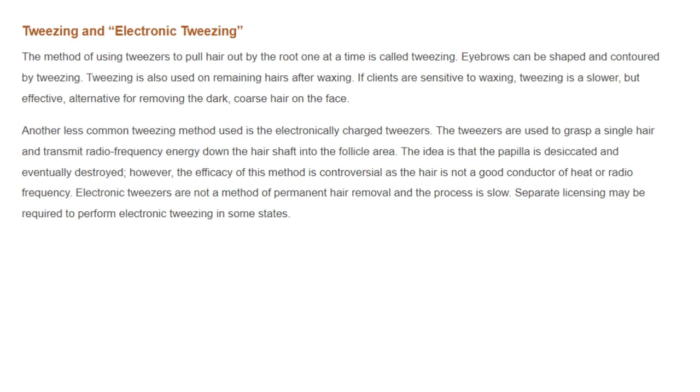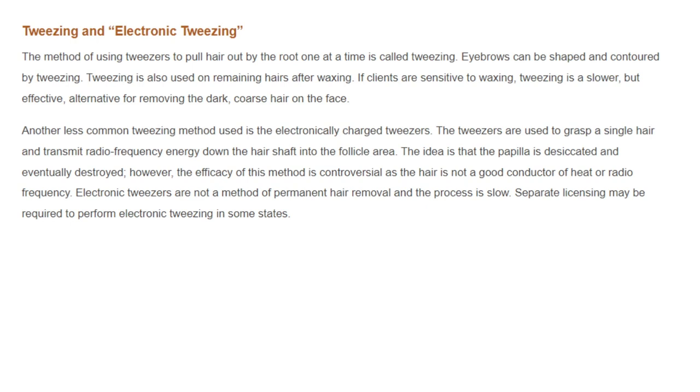The method of using tweezers to pull hair out by the root one at a time is called tweezing. Eyebrows can be shaped and contoured by tweezing. Tweezing is also used on remaining hairs after waxing. If clients are sensitive to waxing, tweezing is a slower, but effective, alternative for removing the dark, coarse hair on the face.